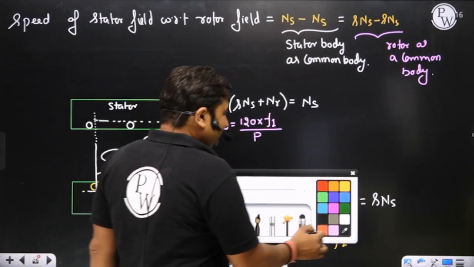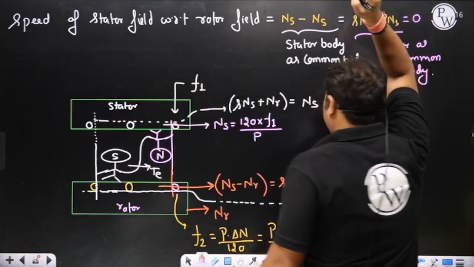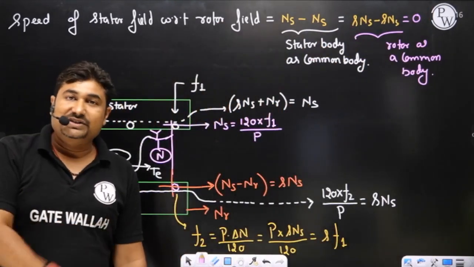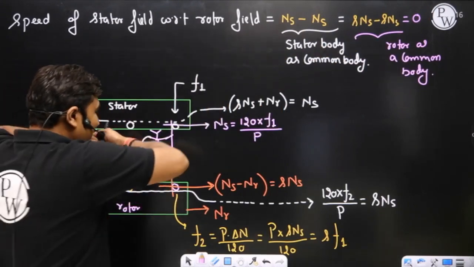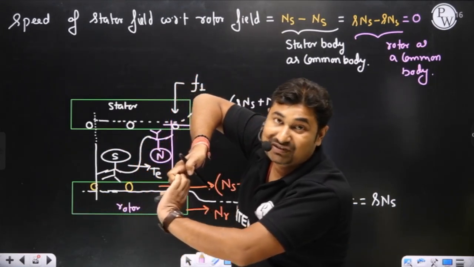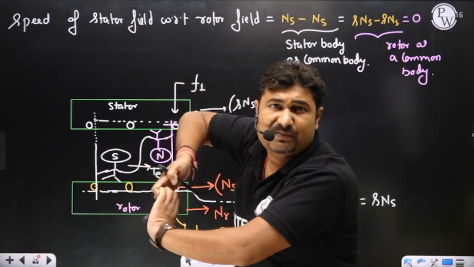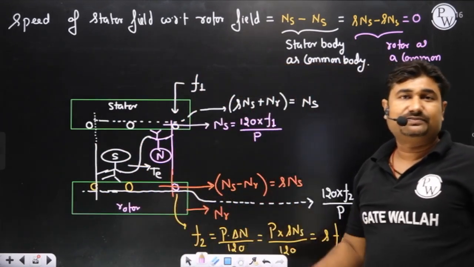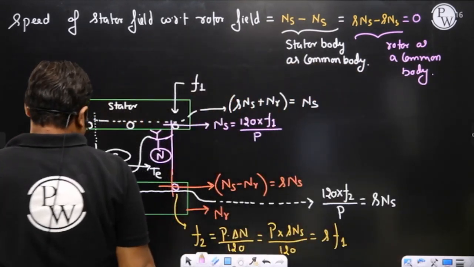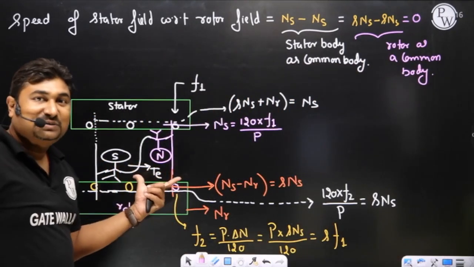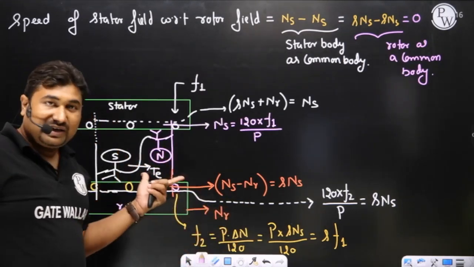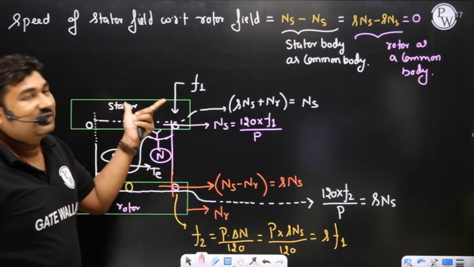The relative speed between stator field and rotor field must be 0. This is the must condition for any electrical rotating machine to rotate, because only then will there be a magnetic locking between stator north and rotor south. Otherwise, if there is even 1 RPM difference, the machine can't rotate. The machine can only rotate if this north and south are rotating at the same speed, whether you observe in the air gap, on the rotor, or on the stator.